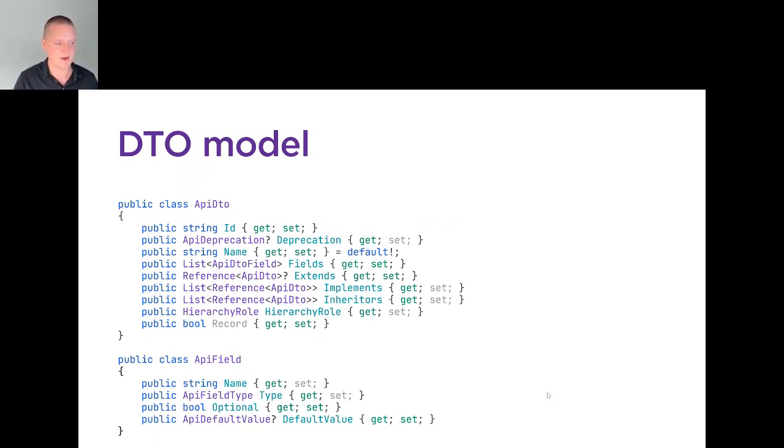API fields are there as well. So for every field, we keep the name, also the type, also whether it's optional. If there's a default value, all of that is going to go in there as well.